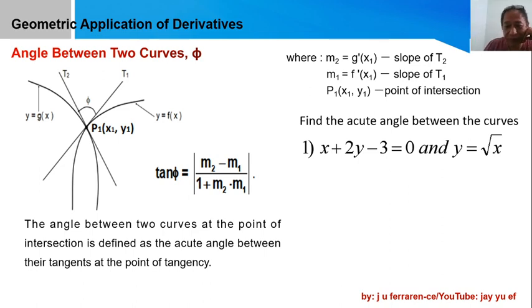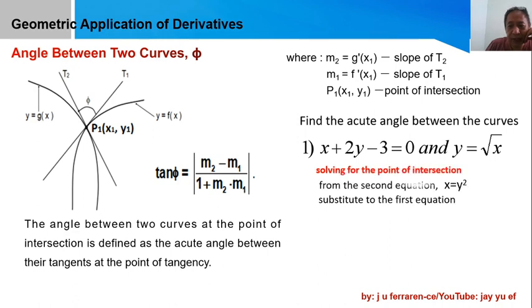No? Now, in solving for the point of intersection, from the second equation, I may solve for x. The second equation is simpler than the first, no? So, I have to substitute my second into my first equation. Now, to avoid having a radical, it is x that is to be replaced with y. So, what is x from y equal to the square root of x? If I take the square of both sides, x is equal to y squared. Then, substitute that into the first.